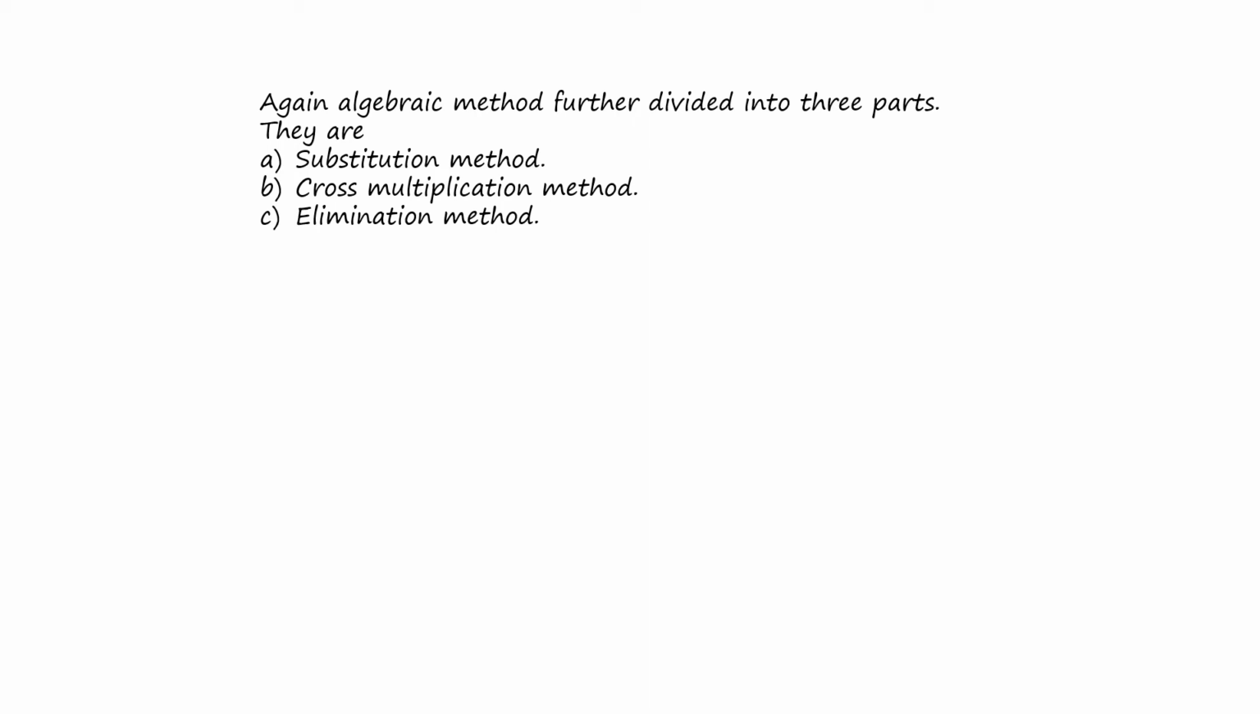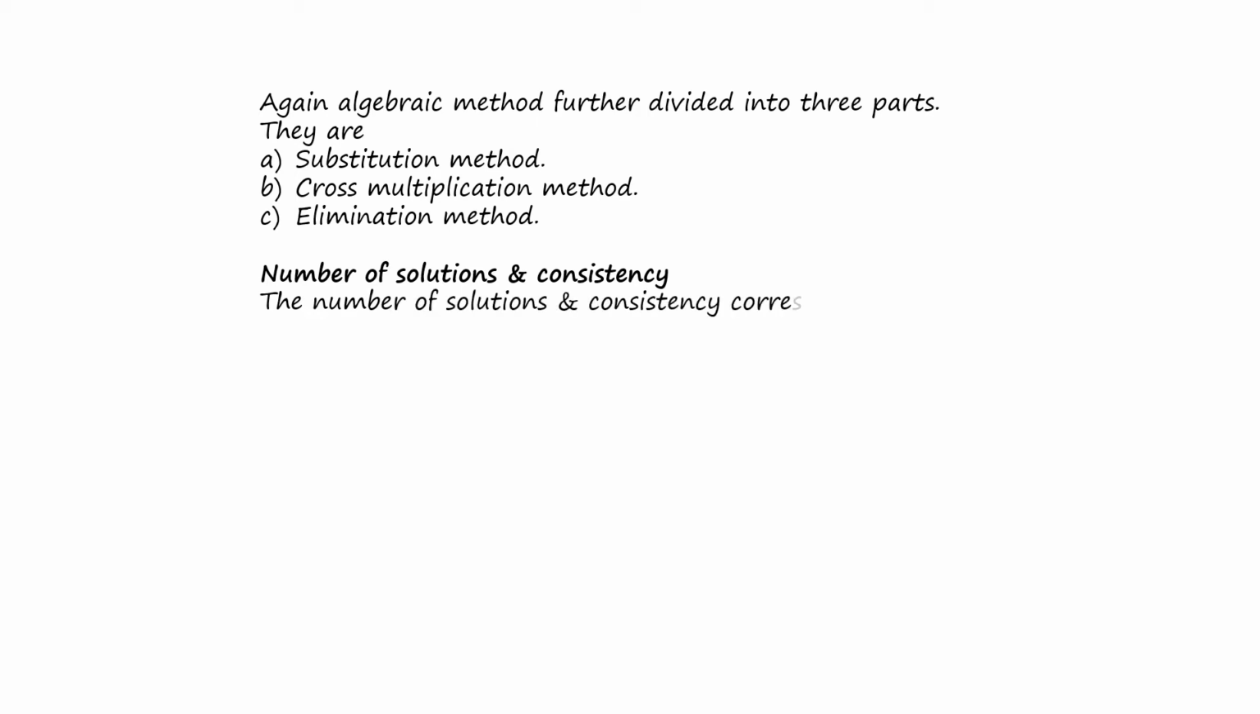But before we get into this algebraic method, let's see the solutions, number of solutions, and consistency of the pair of linear equations. The number of solutions and consistency corresponding to linear equations a1x plus b1y plus c1 equals 0 and a2x plus b2y plus c2 equals 0 are as follows.